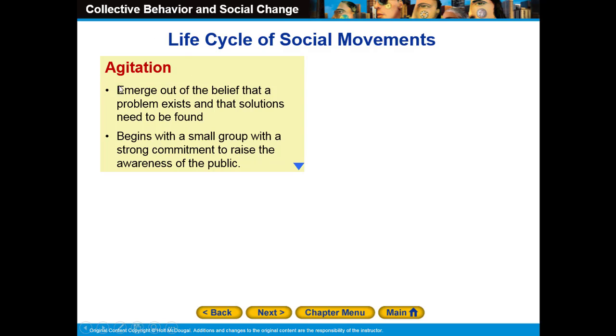The first step in the life cycle of the social movements will be agitation. The agitation is simply the announcement of the social movements, emerging out of the belief that a problem exists and that solutions need to be found. So a small group of people will start to gather themselves and they have a common belief that there is a problem and this problem must be raised to the public awareness. So their aim at the very beginning is simply to raise, to address the public awareness.